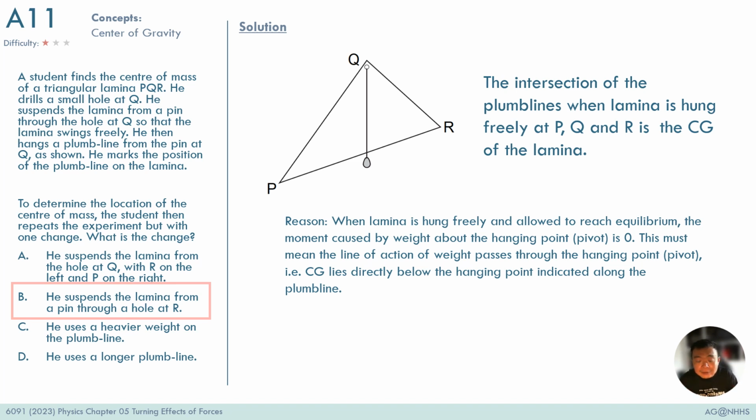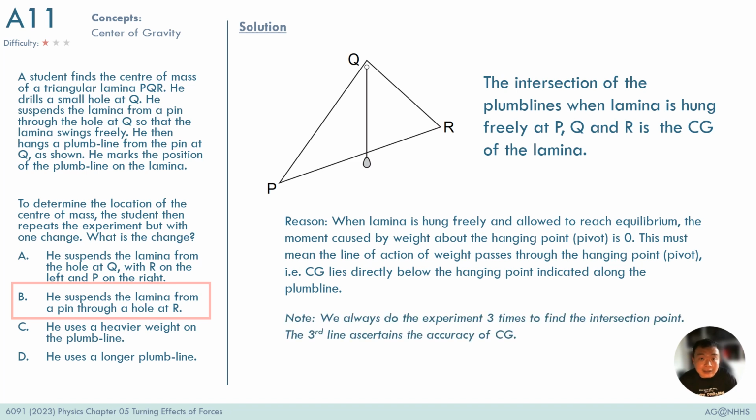So in this case, there's only one force acting on the laminar, which is the downwards weight of the laminar that acts from the center of gravity. So this downward weight must have created zero moment. And the only way for a force to create zero moment is for the force to pass through the pivot. The line of action of the force, if it passes through the pivot, you get zero perpendicular distance and you get zero moment. And that is exactly what is happening when the laminar is hung freely and comes to rest. That the CG must be along the vertical line indicated by the plumb line.